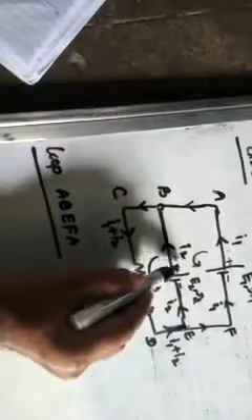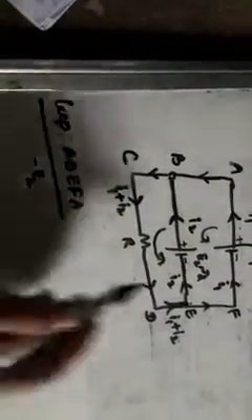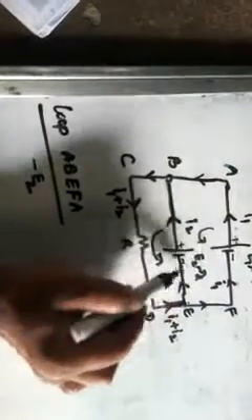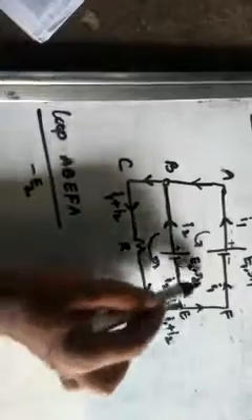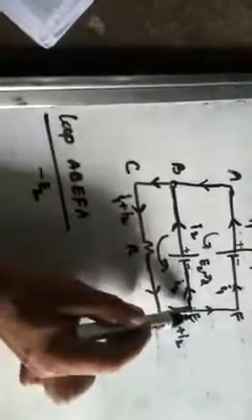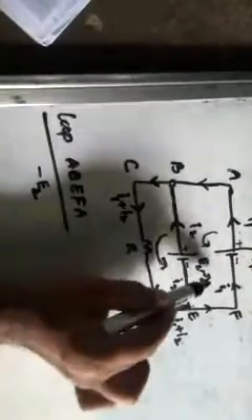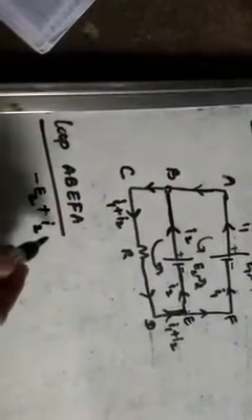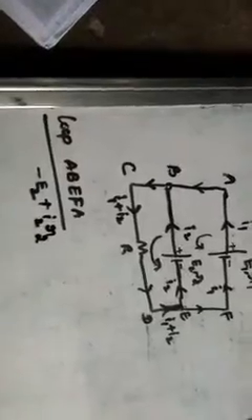When we are moving from B to E, first you are touching the positive terminal of the cell, so EMF will be negative. Correct? Next, here the resistor is R2, current is I2. Then you can apply the potential difference V equal to IR formula. But the loop direction is from B to E and the current direction is opposite, so the potential difference will be positive. I2 R2. So that sentence is done.